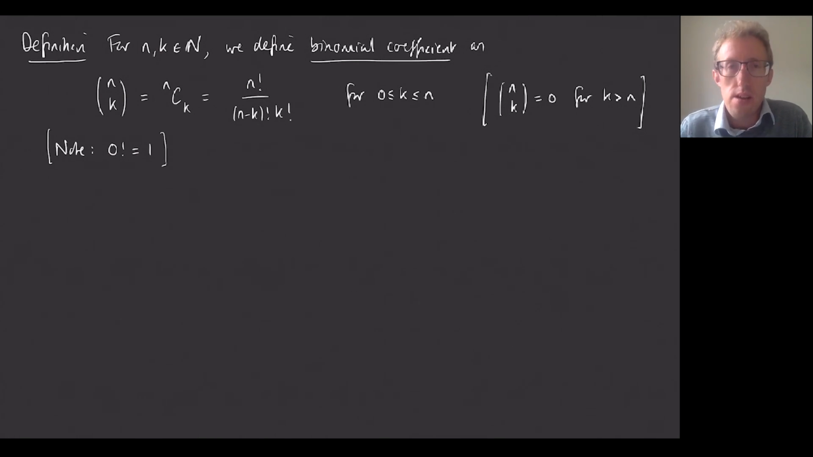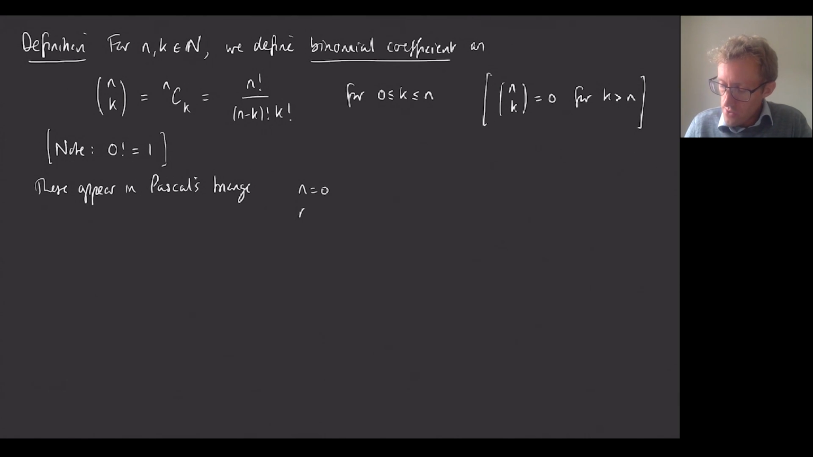So these binomial coefficients are what appear in Pascal's triangle. I'm just going to draw out a bit of Pascal's triangle. We can draw Pascal's triangle by saying that each row of the triangle corresponds to a different value of n. So n is 0, 1, 2, 3, and so on. And then writing out each of the non-zero binomial coefficients.